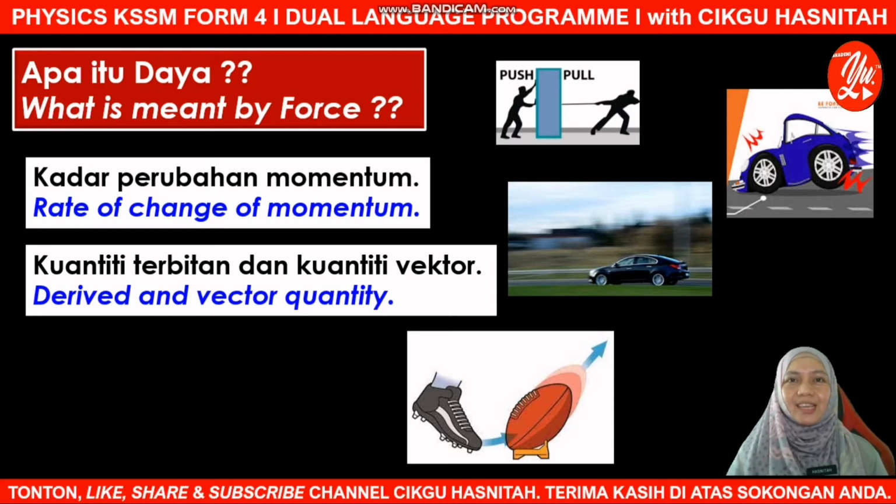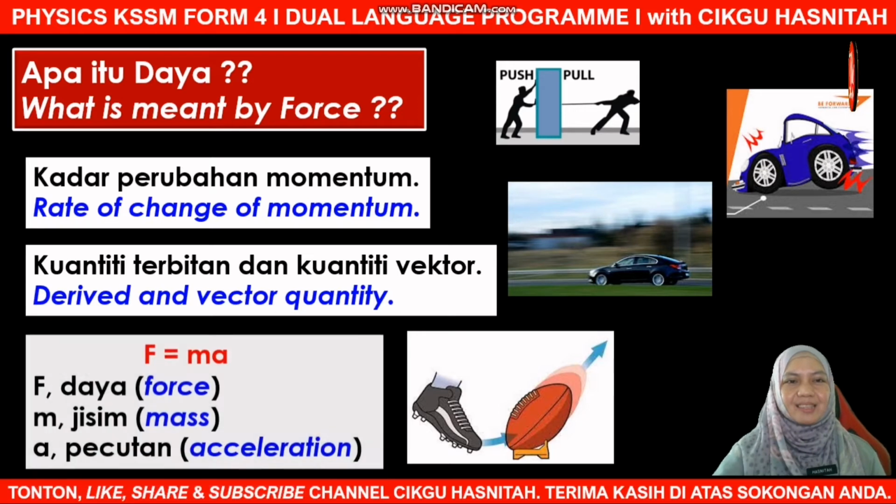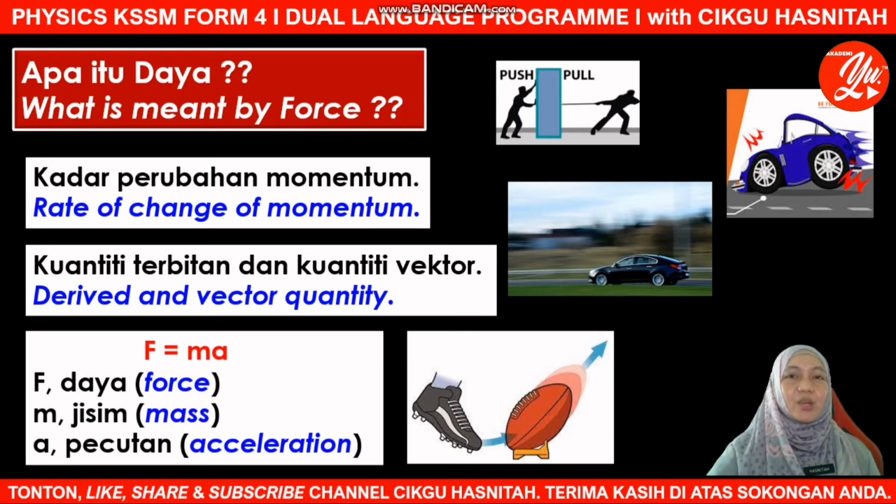Remember derived quantity? Very good. It is a combination of base quantities through multiplication or division. How about vector? Very good. Vector is a quantity which has both magnitude and direction. And this is the general equation for force, where F equal ma. F is the force, m is the mass of an object, and a is the acceleration of an object.